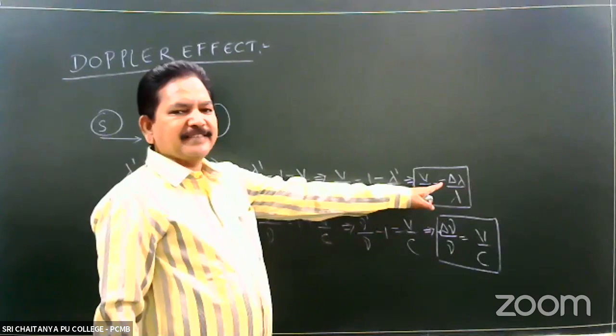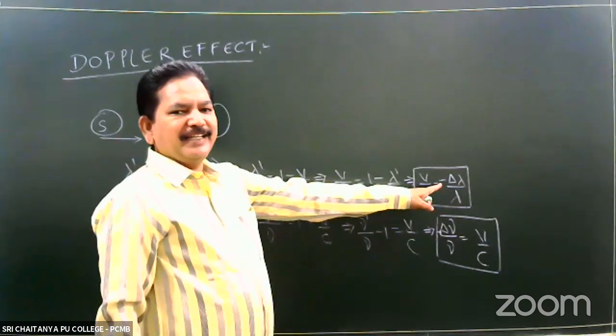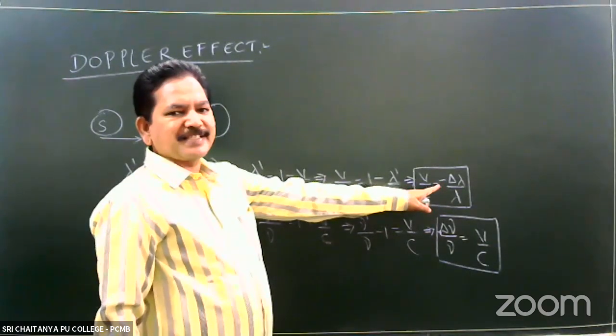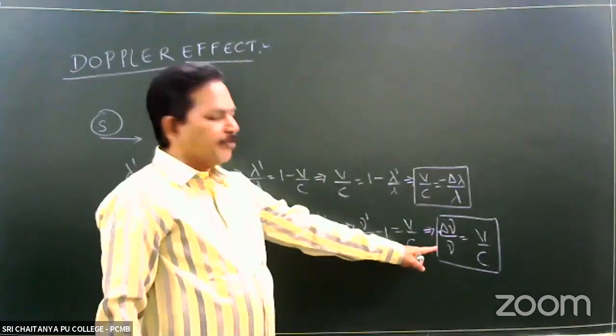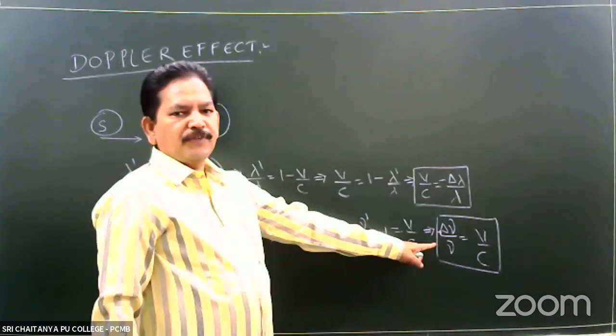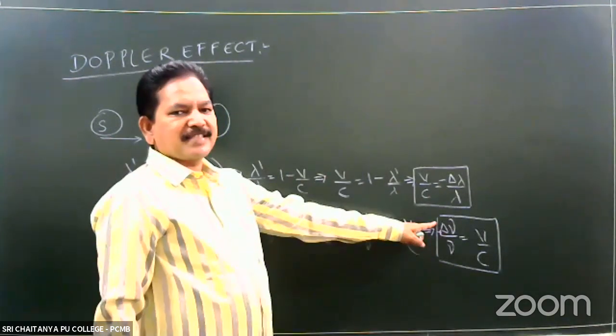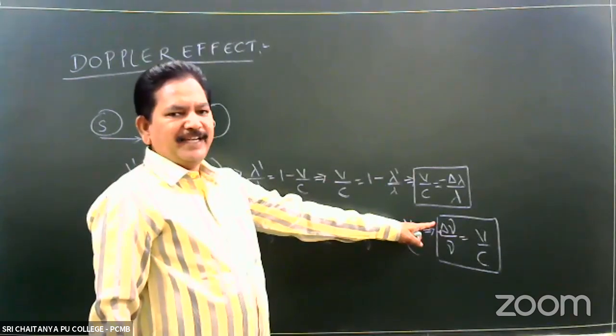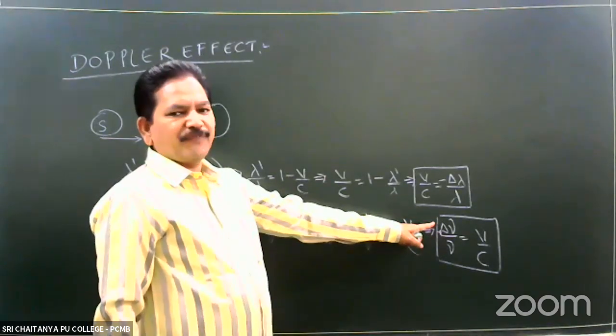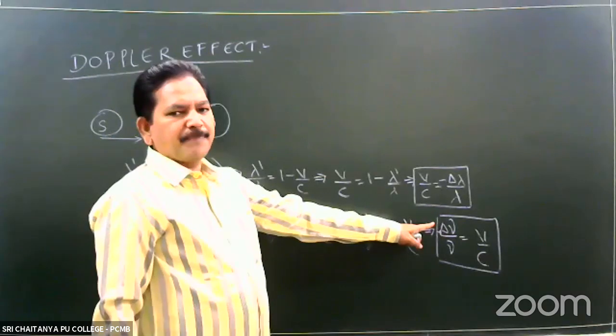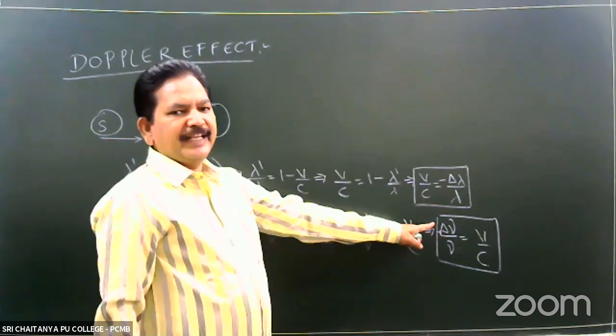What does the minus sign indicate? The minus sign indicates that the wavelength decreases. Delta nu by nu is equal to V by C. What will the plus sign indicate? The plus sign indicates that the frequency of light received by the observer increases.